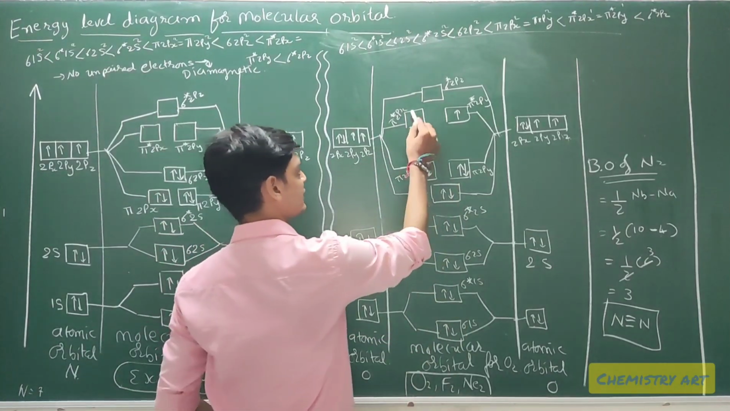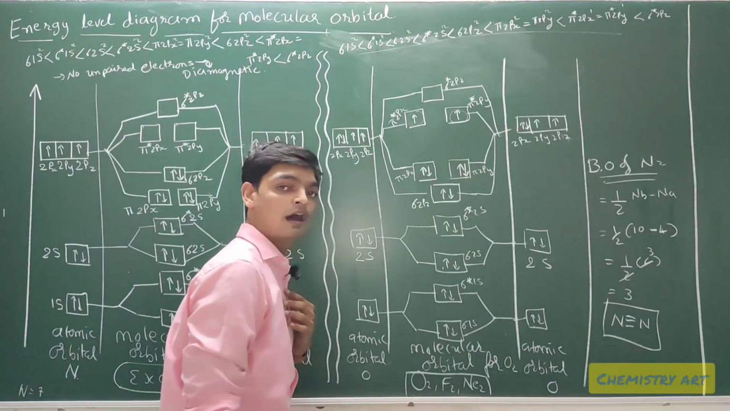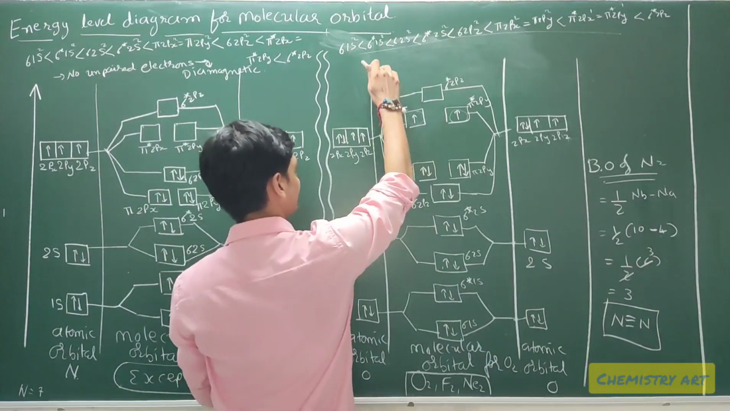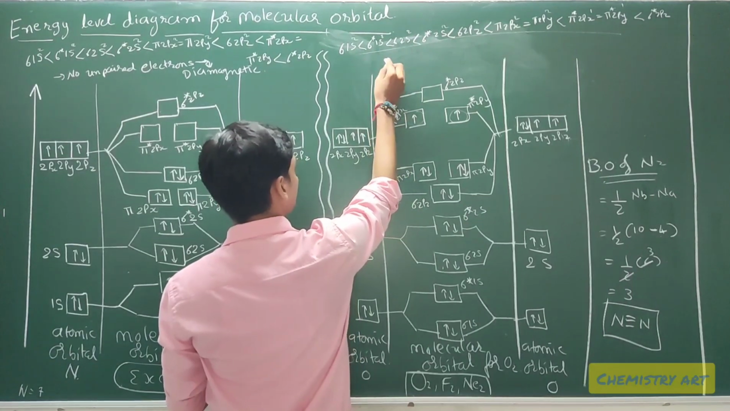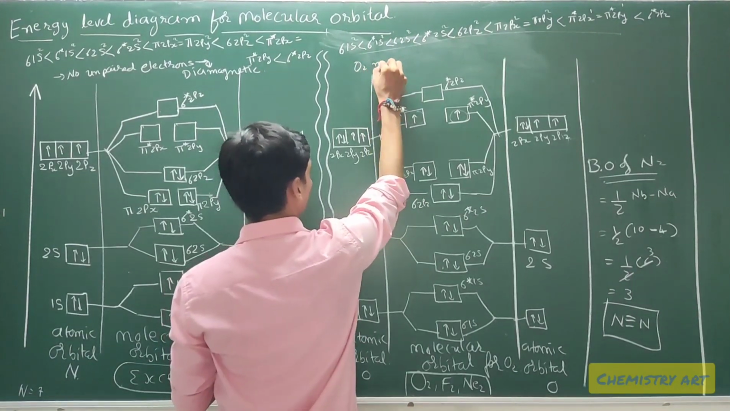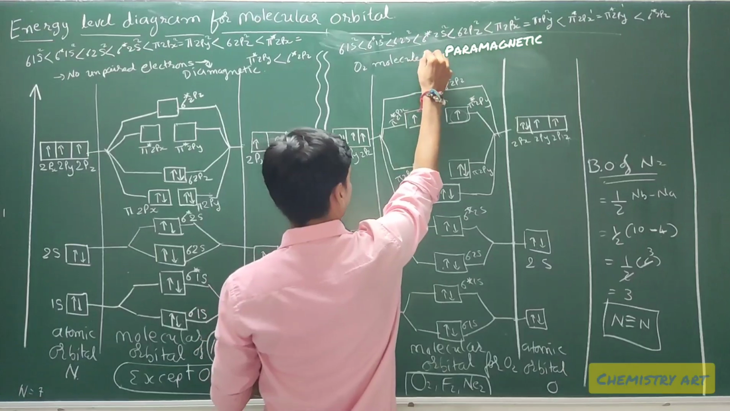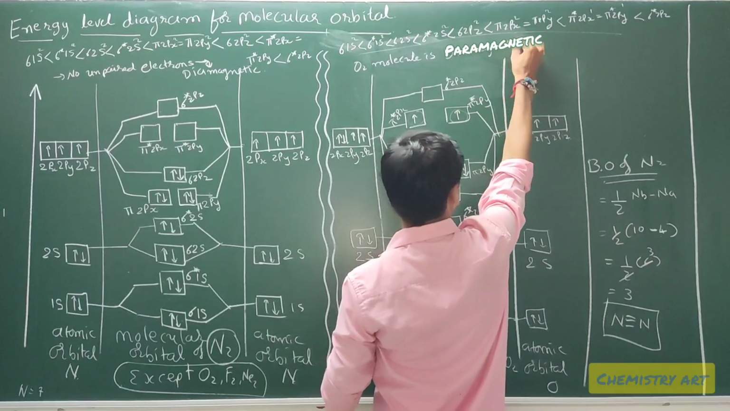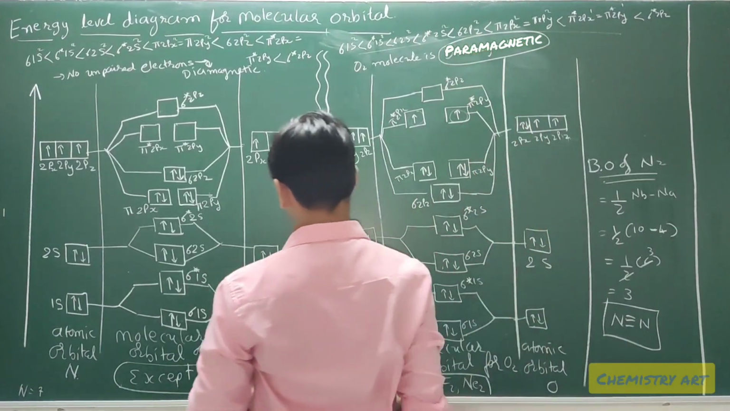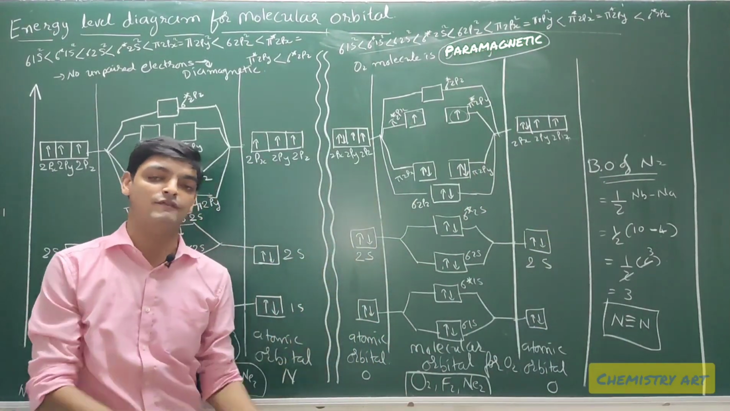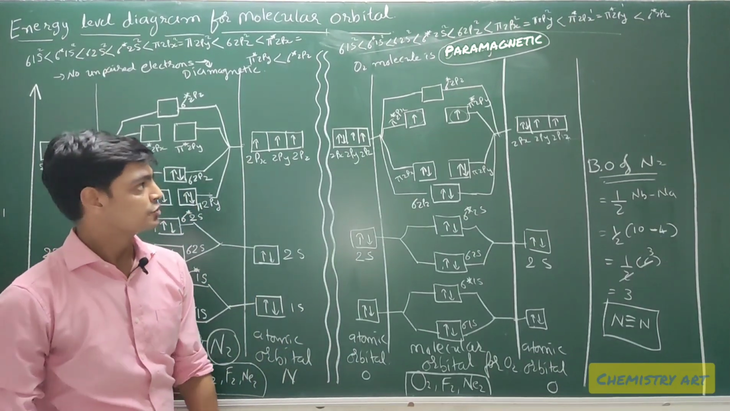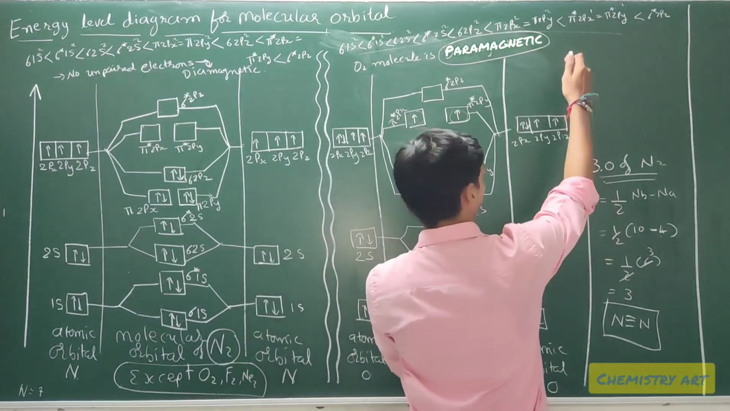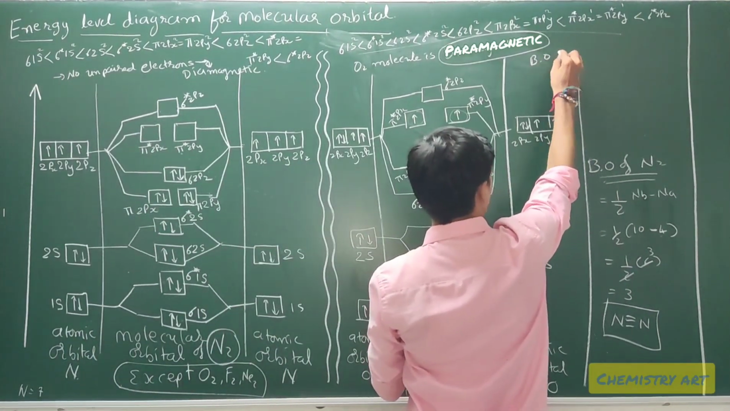Now here you can see that unpaired electrons are there. Two unpaired electrons are there, and that is why we can say that the O2 molecule is paramagnetic in nature. It will be attracted towards a magnetic field if you apply one, due to the unpaired electrons present.